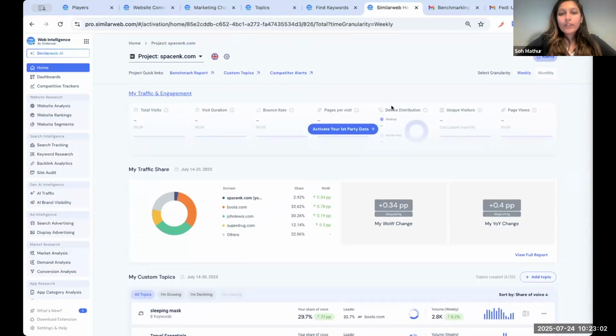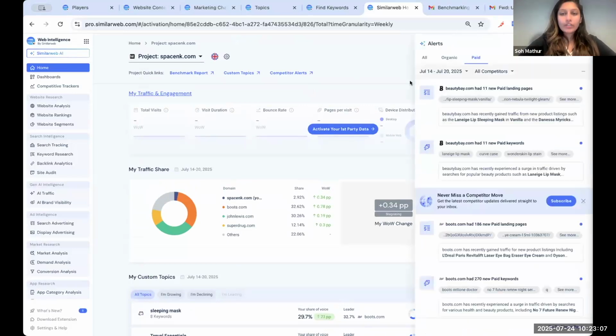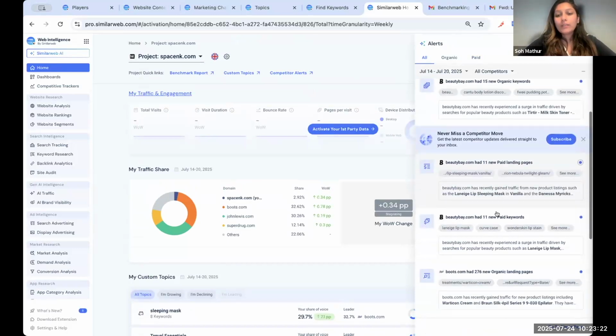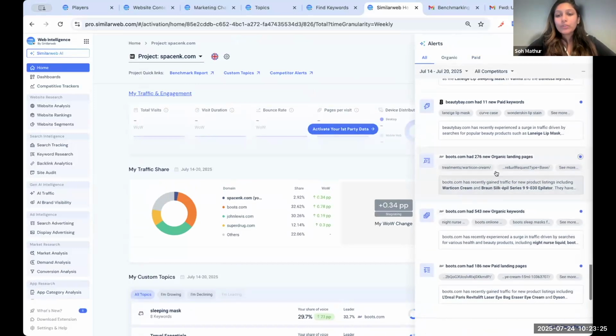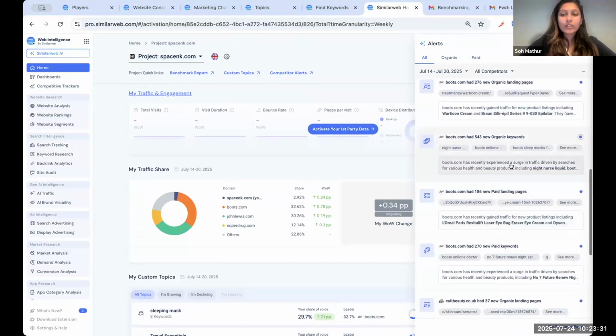Now, one of the other things that I wanted to bring to your notice here is you've got this alert section. This is the alerts that we were talking about. This would tell you how Space NK's competitor, in this case, is winning more traffic. You can see Beauty Bay has got 15 new organic landing pages that it's introduced. If you scroll down further, you can see Boots has got 200 new organic pages that it's introduced, right? And the best part is that you can actually look at the content on these pages as well.